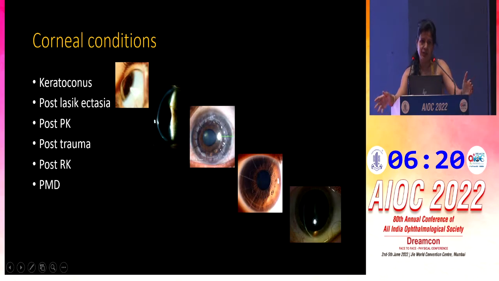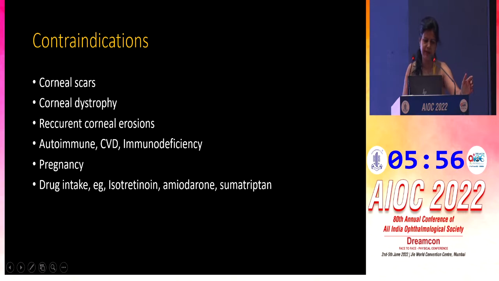Now, the conditions which are amenable to treatment by the intracorneal ring segments are not only keratoconus, but also LASIK ectasia, after penetrating keratoplasty when the astigmatism is too great, post-RK patients, post-traumatic patients without any central corneal scarring, and also in PMD, where you need to place asymmetric ring segments.